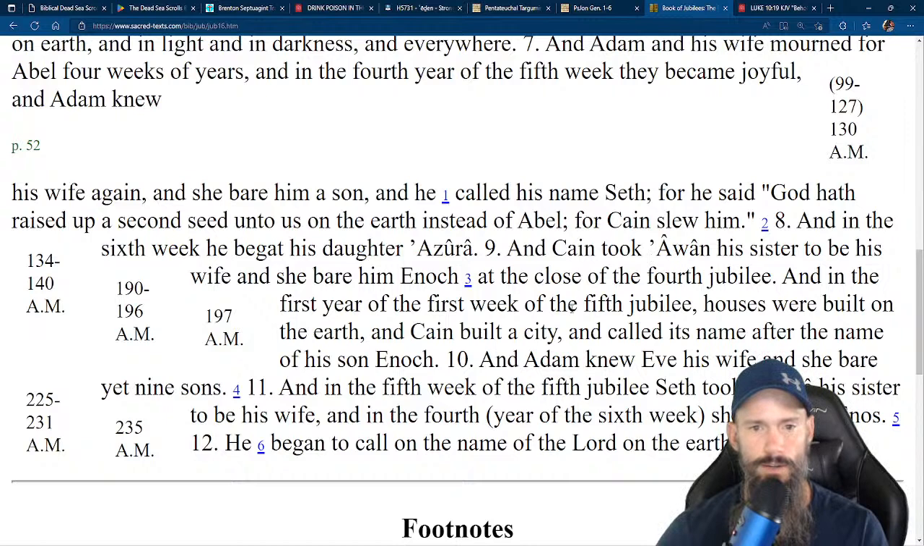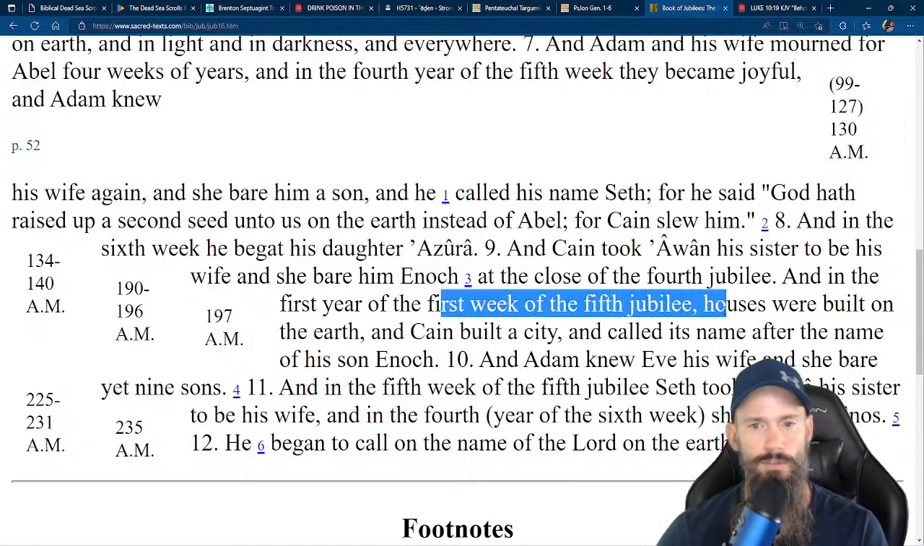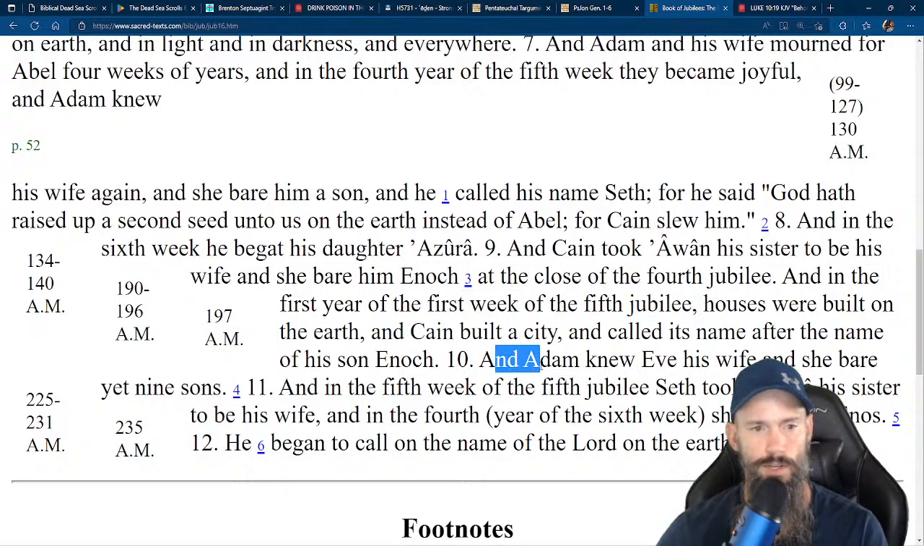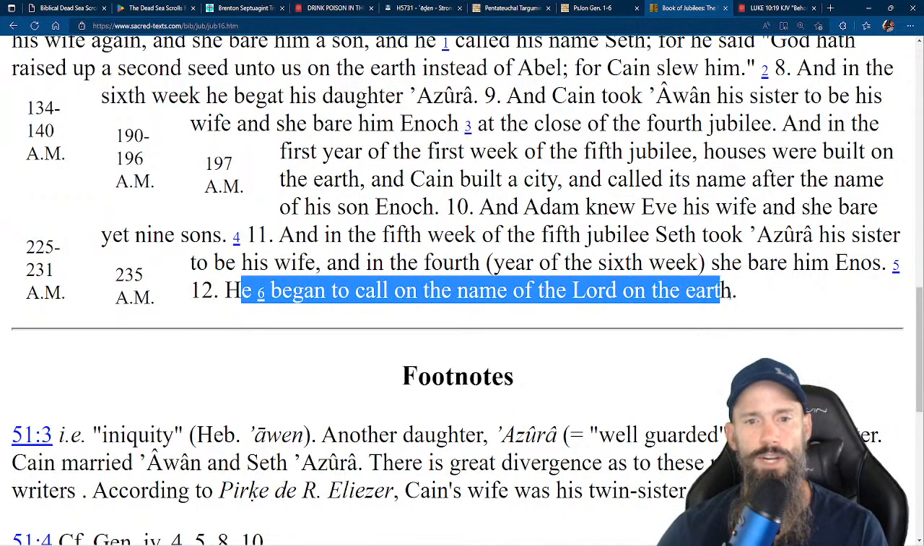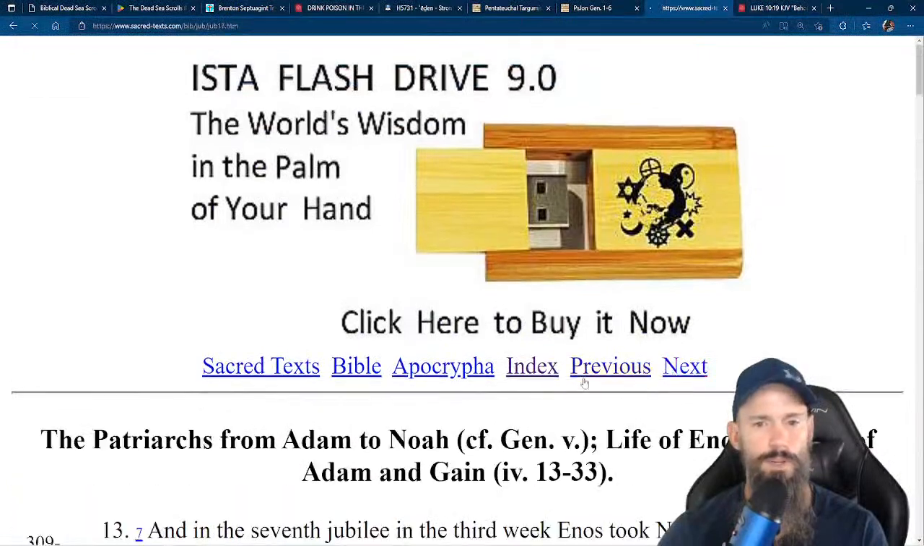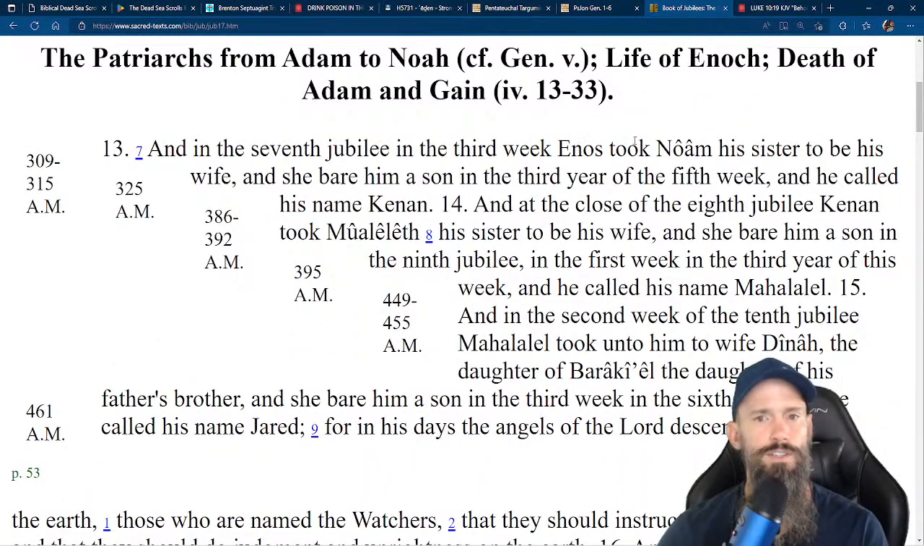And in the first year Seth took Azurah, his sister, to be his wife, and in the 4th year of the 6th week she bare him Enos. He began to call on the name of Yahuwah on the earth. Azurah.